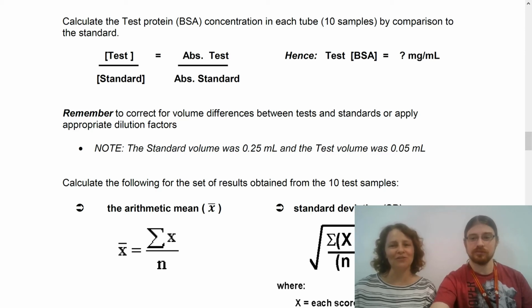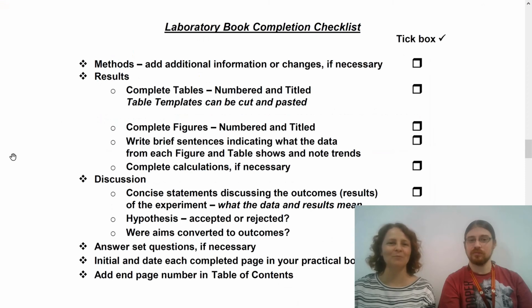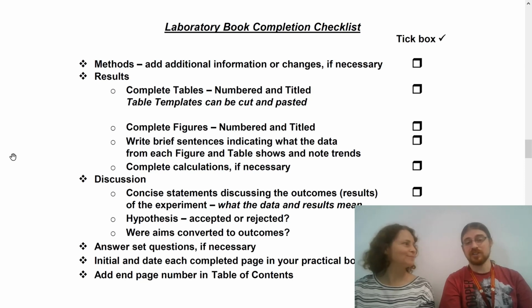So if we scroll further through the prac book, you can see that there's a lab book completion checklist, and this is just a little list of the things that you should be doing to make sure that you maximise the marks you get for your prac write-up. Ensure that your graphs and tables are numbered and titled accurately. So that means if you have a graph, you don't call it graph 1, call it figure 1. Effectively in science, either things are a table and everything else is a figure. These include flowcharts, graphs, calibration curves, and even images that you may have sourced from elsewhere.